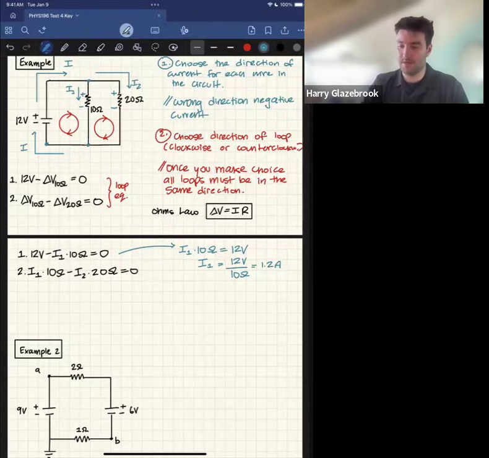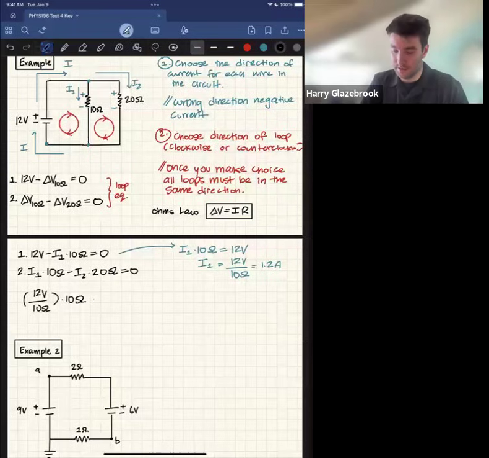Now that we know I1, I can stick that in here. I'm going to put in the fraction just because I see that the 10 ohms will cancel. So plugging in 12 volts over 10 ohms for I1. Now multiply that by 10 ohms. And then I'm going to add I2 times 20 on both sides. So here's current 2 times 20 ohms. Divide by 20 on both sides. So this 10 is going to cancel. That's 12 volts divided by 20 ohms equals I2.